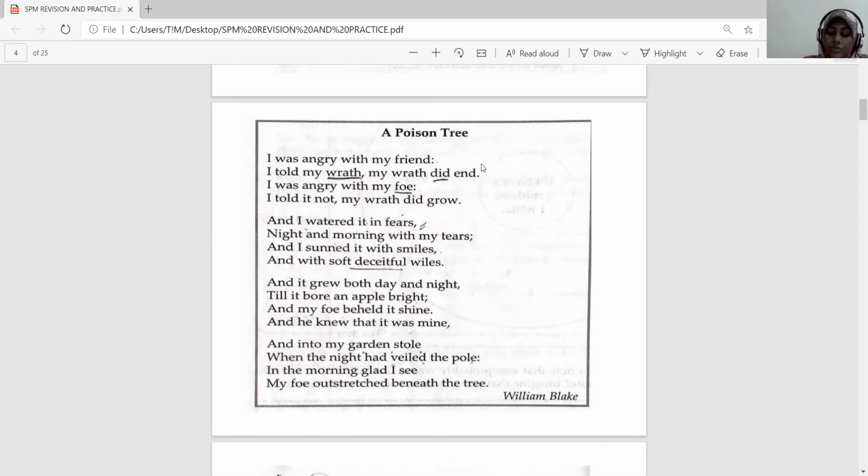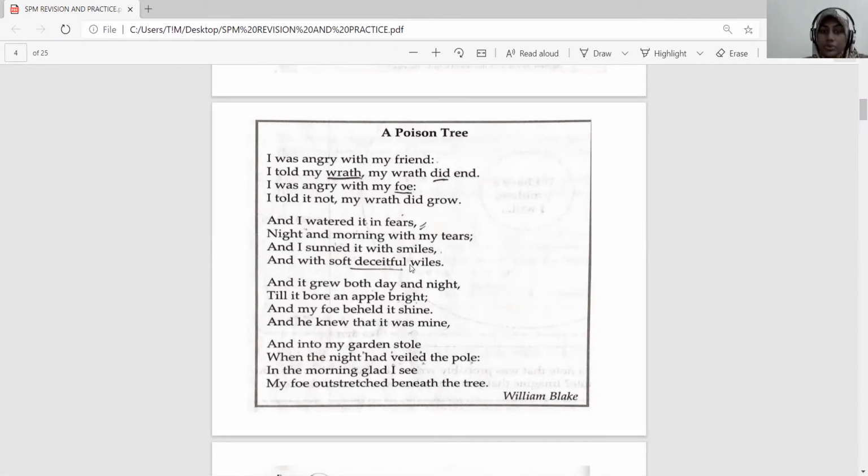All right. So the persona described how he nurtured his anger until the thing grew. It's like he's growing a plant. What does a plant need? Water, sun for photosynthesis, to get its own food. That's what he did in stanza 2, if you can say. Because of his watering and his sunning it with a smile, he's actually putting a trick, so that the enemy would believe he's a nice guy. But the truth is he's having the revenge in himself, right? The anger is still growing and growing day and night, right?